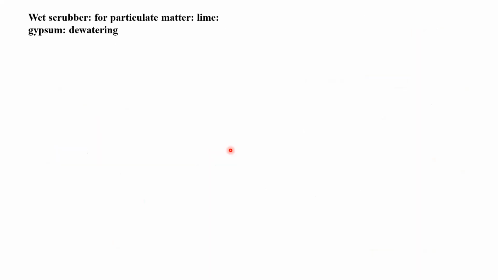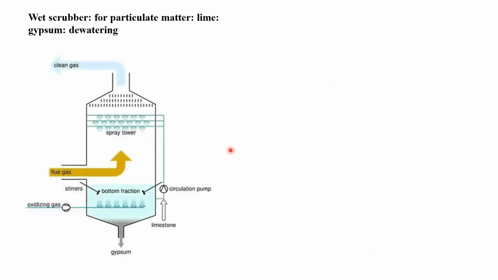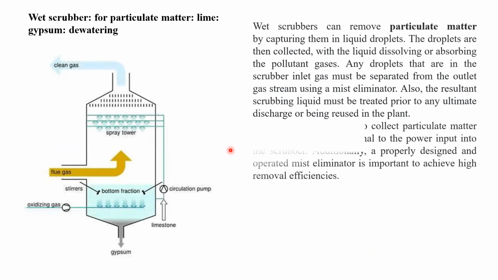Then we'll see the wet scrubber. What is the functioning of this wet scrubber? By reading it we can also get the idea. Wet scrubbers can remove particulate matter by capturing it in liquid droplets. The droplets are then collected with the liquid dissolving or absorbing pollution gases. Any droplets in the scrubber inlet gas must be separated from the outlet gas stream using a mist eliminator. So here is a mist eliminator. Also, the resultant scrubbing liquid must be treated prior to any ultimate discharge or being reused in the plant.